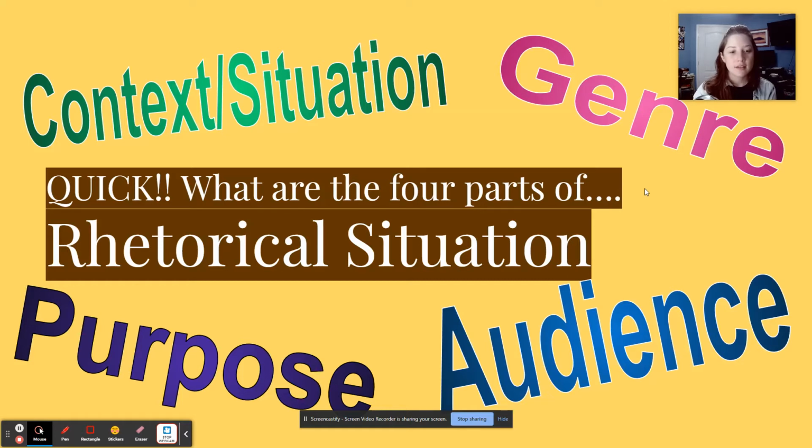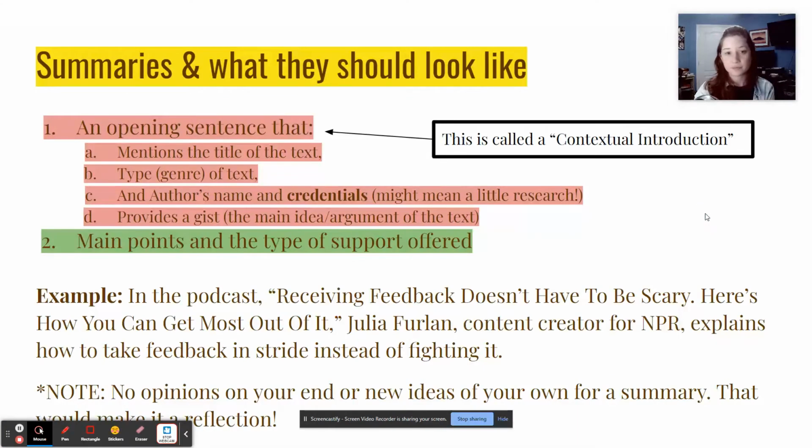Genre means the type of writing that it is. So is it an opinion editorial? Is it an Instagram post? Is it a blog post? Is it an academic journal? That's genre. Audience is who you're talking to, who's going to be reading the article. And purpose is why you're writing it. What point are you trying to get across?